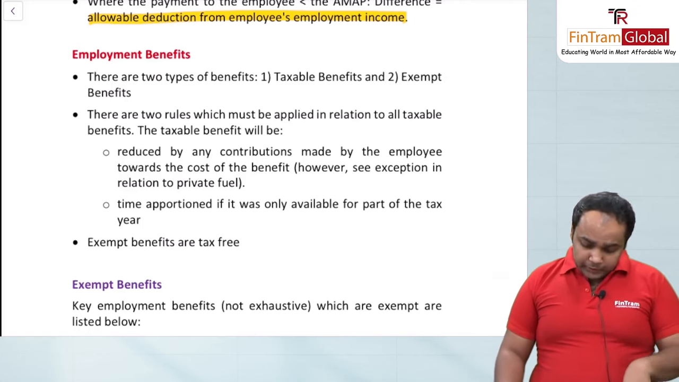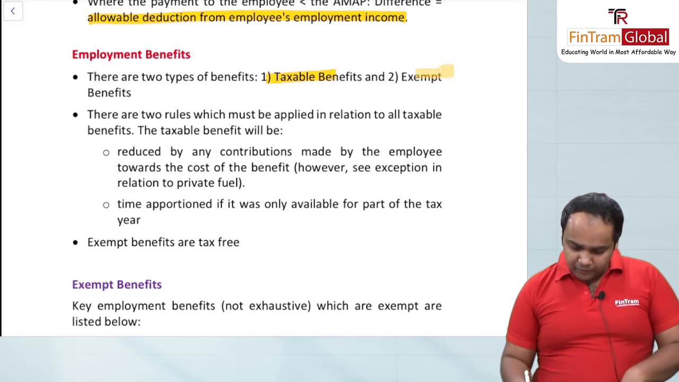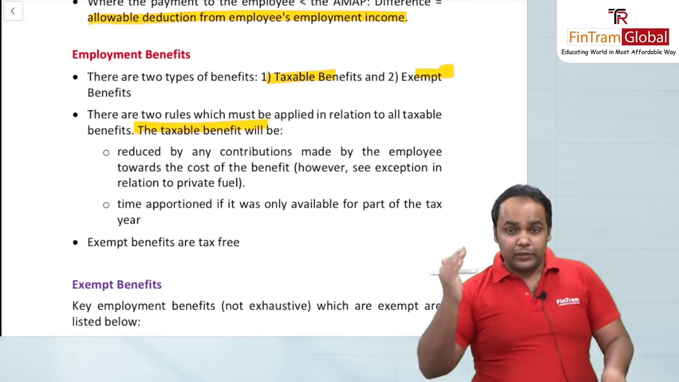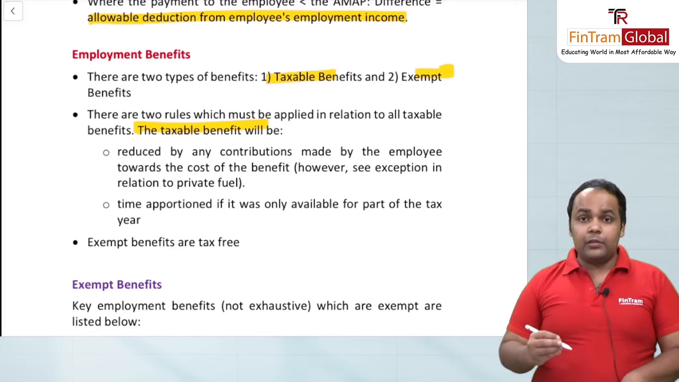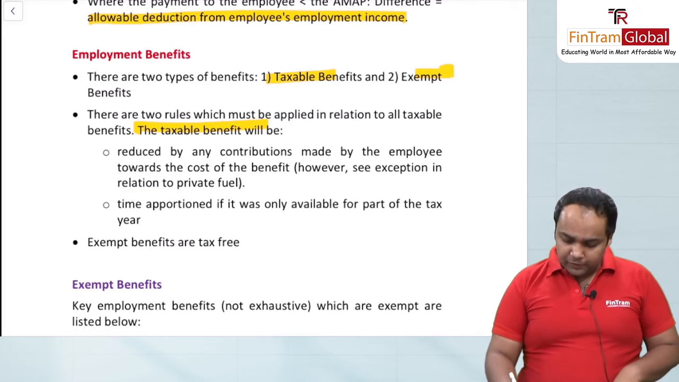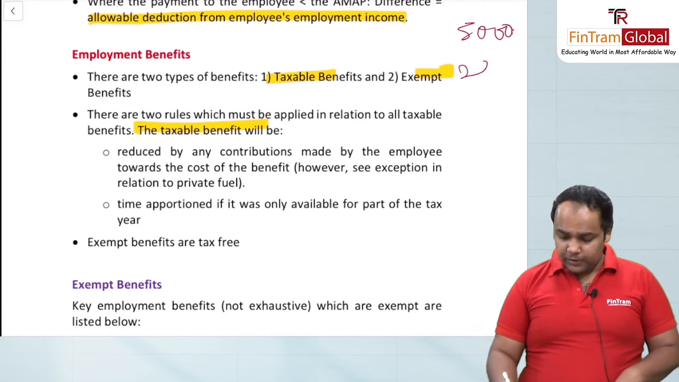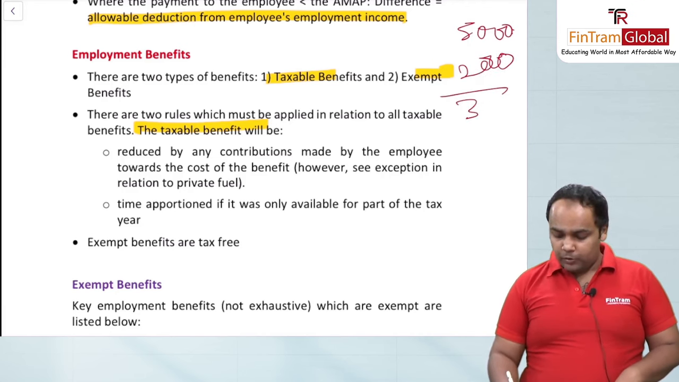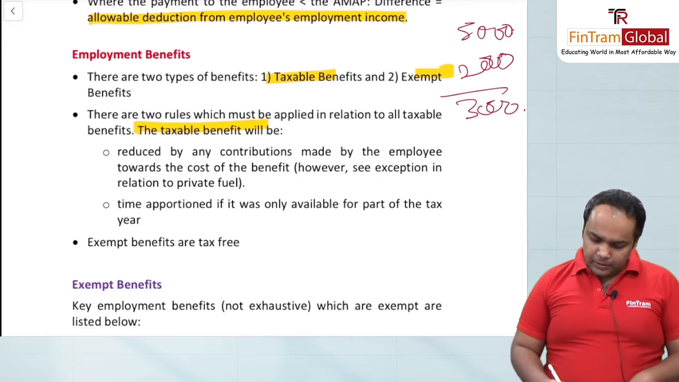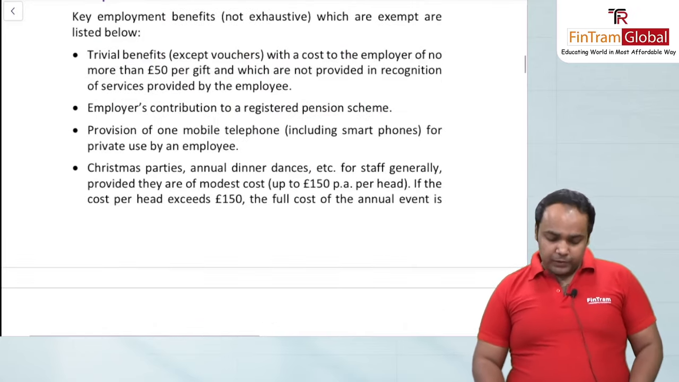But important things to remember, the principles are, there are two types of benefits, taxable benefit and exempt benefit. Exempt benefits are of course tax-free. Taxable benefits are reduced by any contributions made by the employee towards that benefit. So if there's a taxable benefit of say 5,000 and out of which 2,000 is paid by the employee himself, only 3,000 will be assessed as a taxable benefit. And it will of course be time apportioned if it was only available for part of the year.